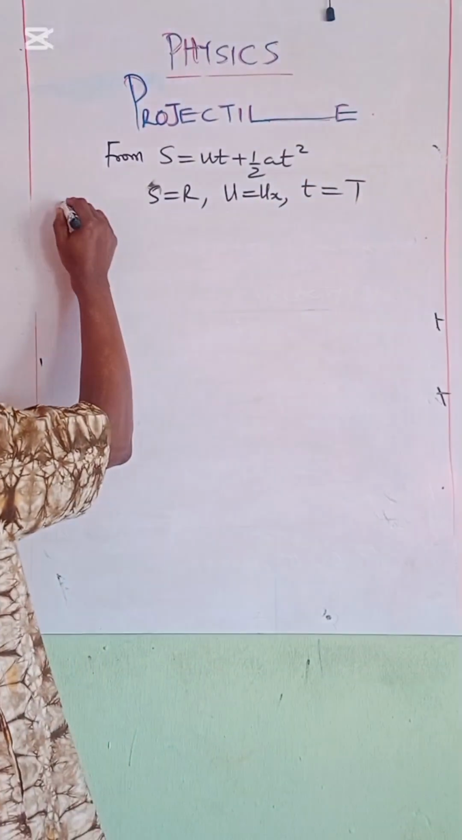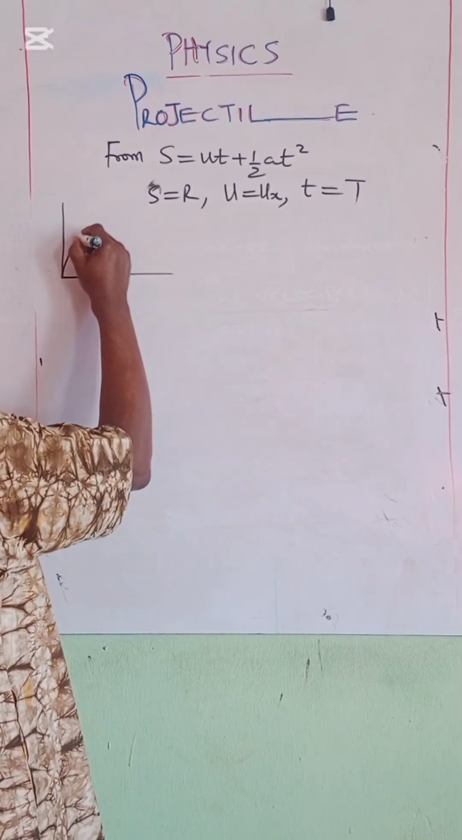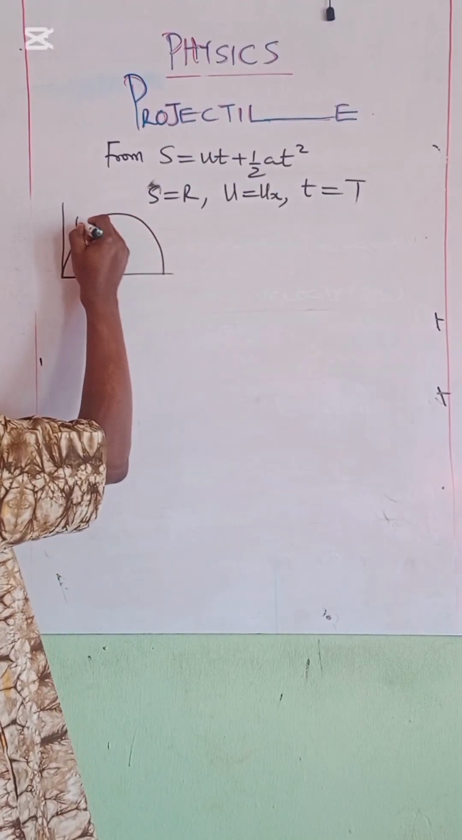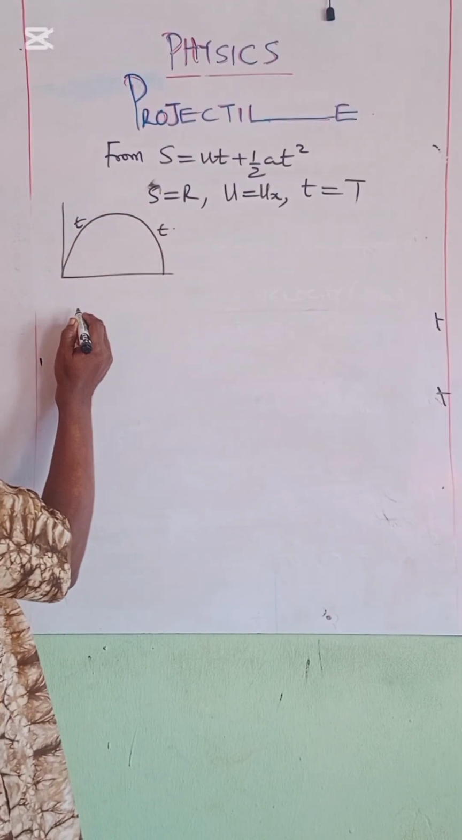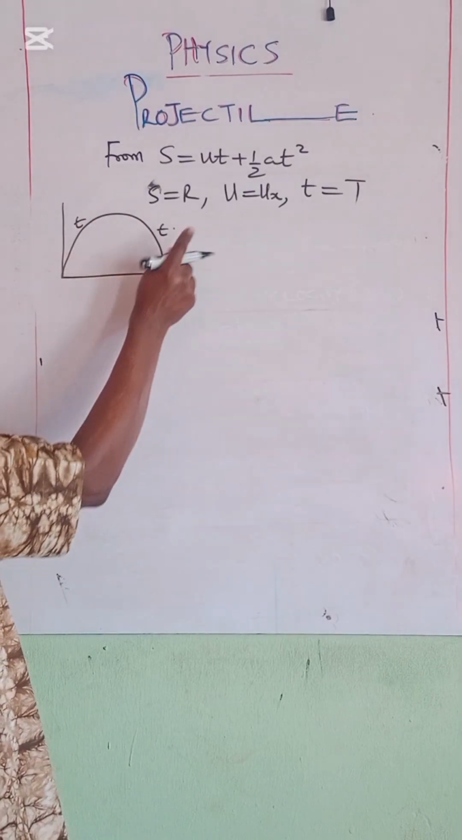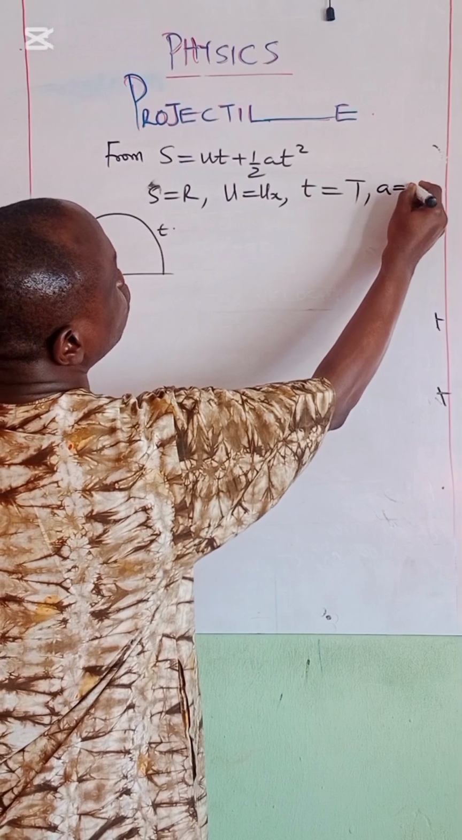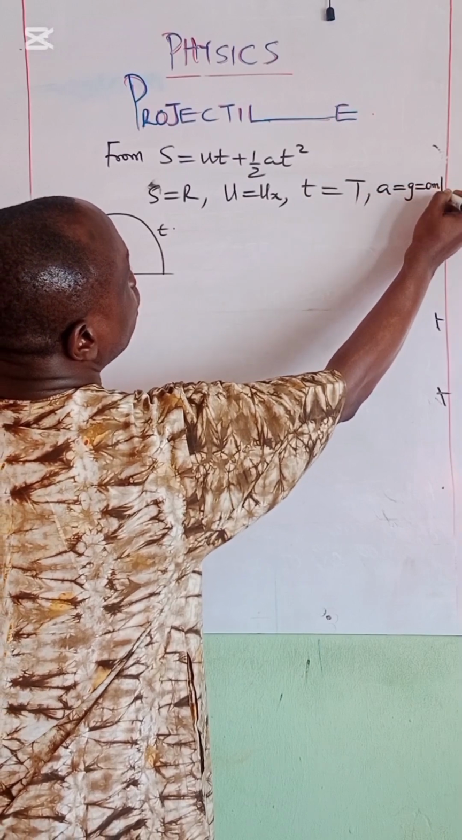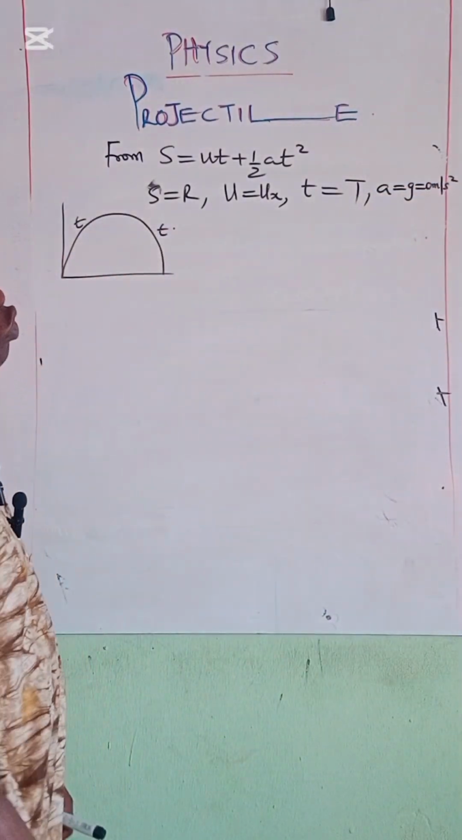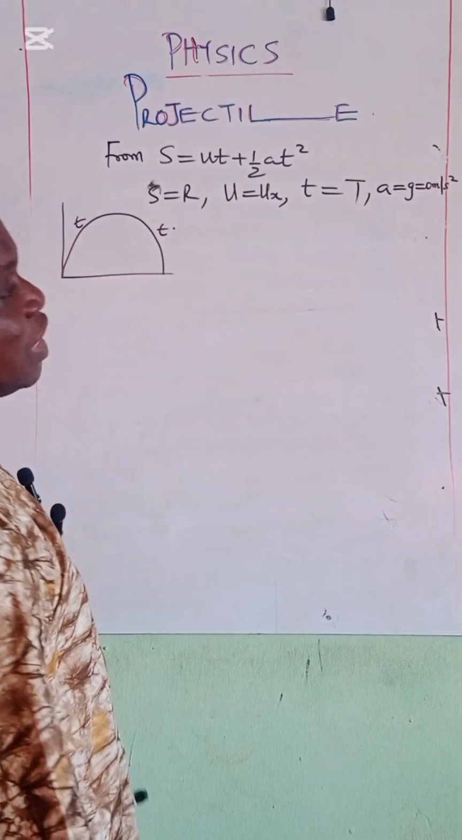Why is it capital T? Remember, you want to calculate the total horizontal distance: time taken for upward plus time taken for downward. So you are going to make use of capital T. And our A is equal to G, which is equal to 0 meter per second squared, because there is no horizontal component of acceleration due to gravity.